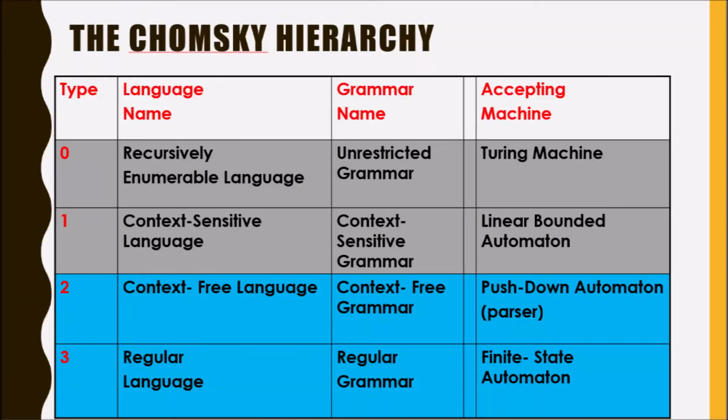Now let's talk about the Chomsky hierarchy. Here we have four types: type 0, type 1, type 2 and type 3. And we have the language, grammar and the machines that they accept. For recursively enumerable language, we have unrestricted grammar, which is accepted by a Turing machine. We have context sensitive language, which accepts context sensitive grammar, which is accepted by linear bound automata. Context free language, which accepts context free grammar, is used by pushdown automata. Regular language, which accepts regular grammar, is accepted by finite state automata.